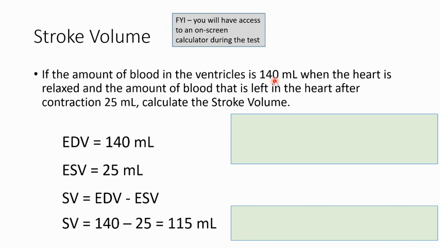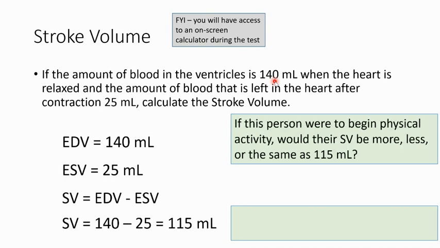This is the kind of math that we're talking about. So again, you don't really need a calculator for this, but if you feel better having a calculator, you may certainly have one. Now, let's say this person were to begin physical activity. Would their stroke volume be more or less or the same as the 115? So let's say this 115 is while they're sitting on the couch or whatever. Now, let's say they get up and start working out. What's their stroke volume going to be? More or less or equal to this 115?